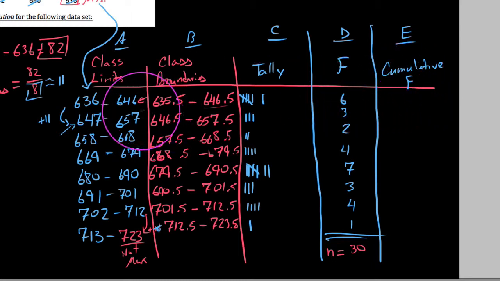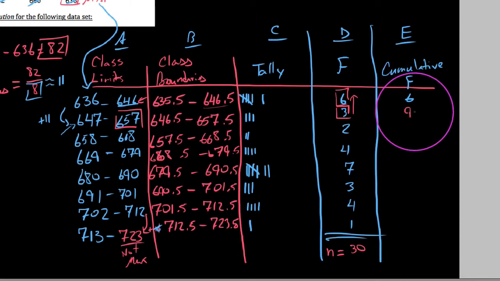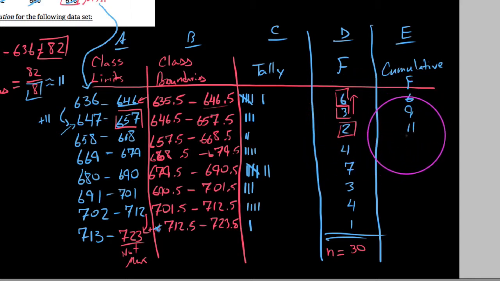So we say, how many students had scores of 646, the upper class limit there, or below? We'd say I had 6 of them. These are these 6 people right here. But when we get up to how many people have a score of 657 or below, you could say it's my initial 6 people plus another 3 more now. So if I add them up, I get a total of 9. Then this one here was 2 plus the 9 I've already counted, which is 11.